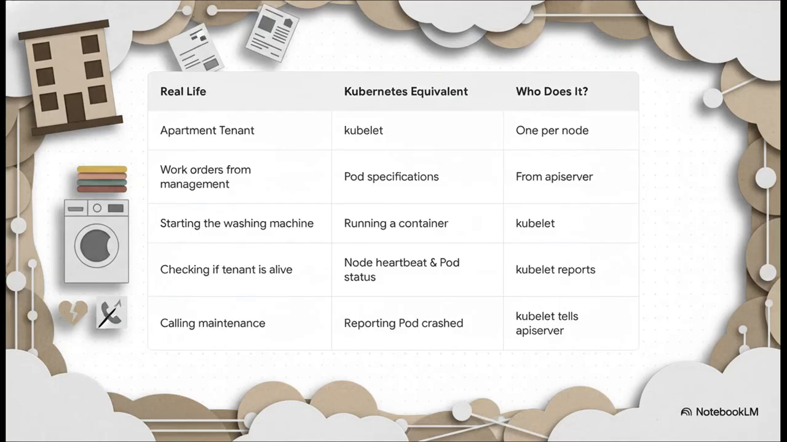And you can see right here how perfectly this analogy lines up with reality. The tenant, that's the kubelet. The work orders from management, those are just pod specifications. Starting the washing machine in the apartment, that's the kubelet running a container. And when the tenant calls maintenance about a broken AC, that's the kubelet telling the API server that a pod has crashed. It's a pretty spot-on comparison, right?